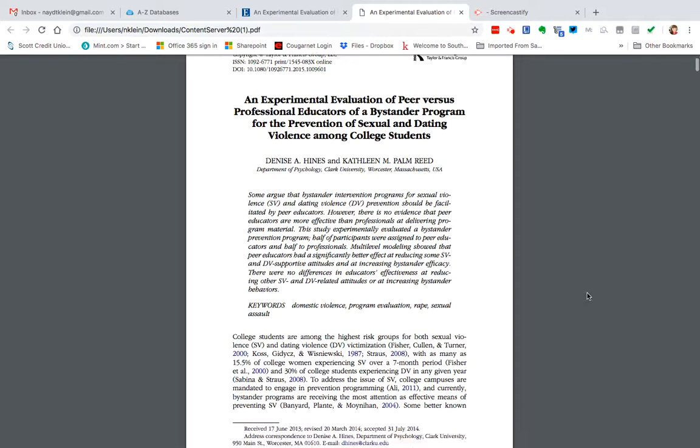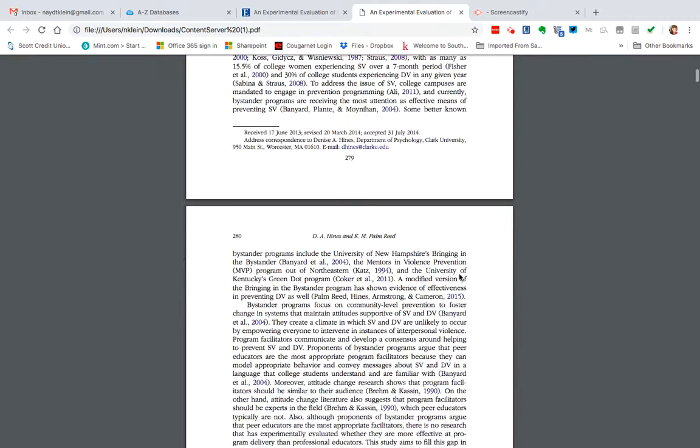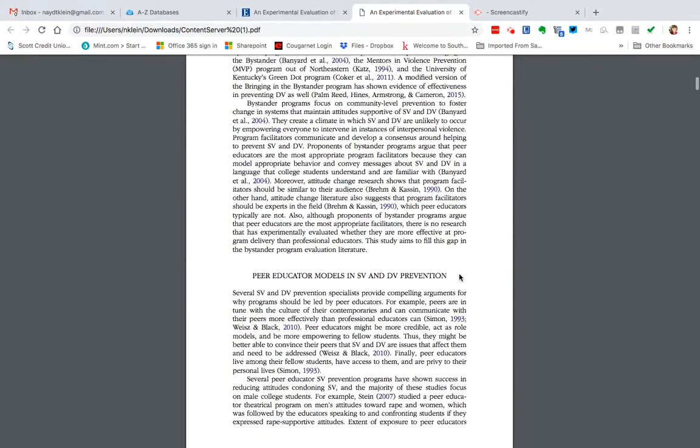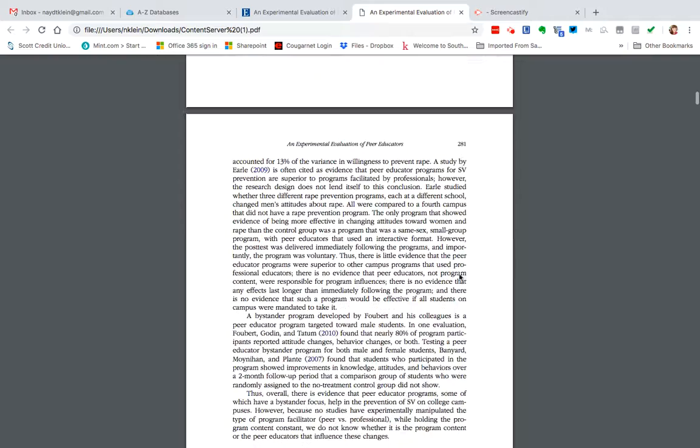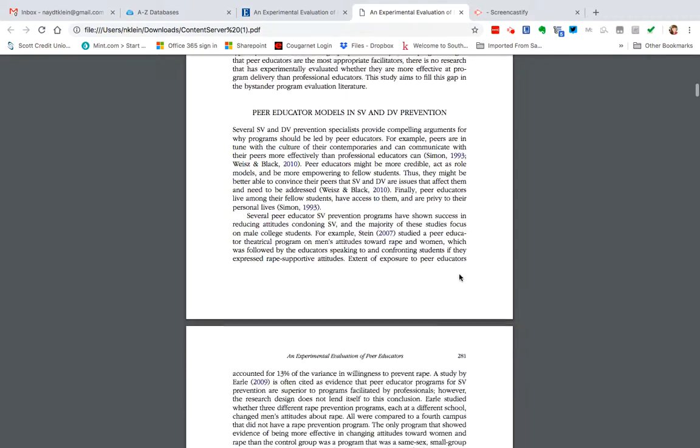So first things first, we're going to read through the abstract just to make sure that this is what we want. So abstract first. Then you actually skip this entire first section. So we're not really interested that much. Maybe to pick up, if we don't know what SV and DV is, this might be the place that you would pick that up.